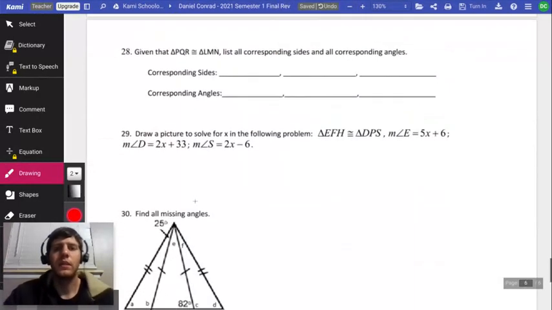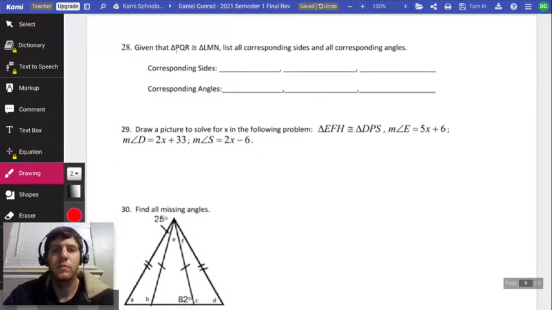28 wants us to simply list the sides and angles that correspond with each other. Okay, so this is pretty simple here. You can just look at the diagram here. Segment PQ is congruent to segment LM. Okay, segment QR is congruent to segment MN. And then segment PR is congruent to segment LN.